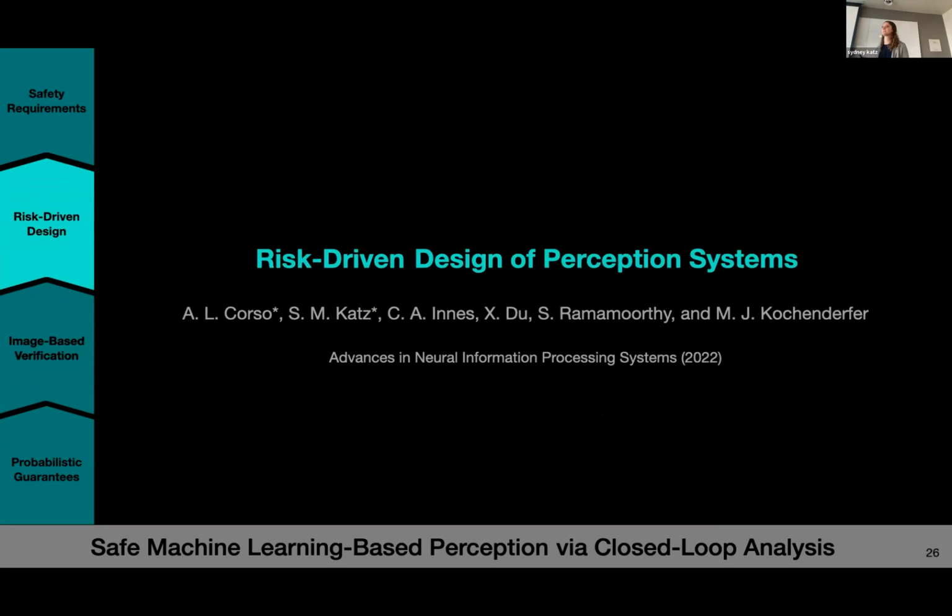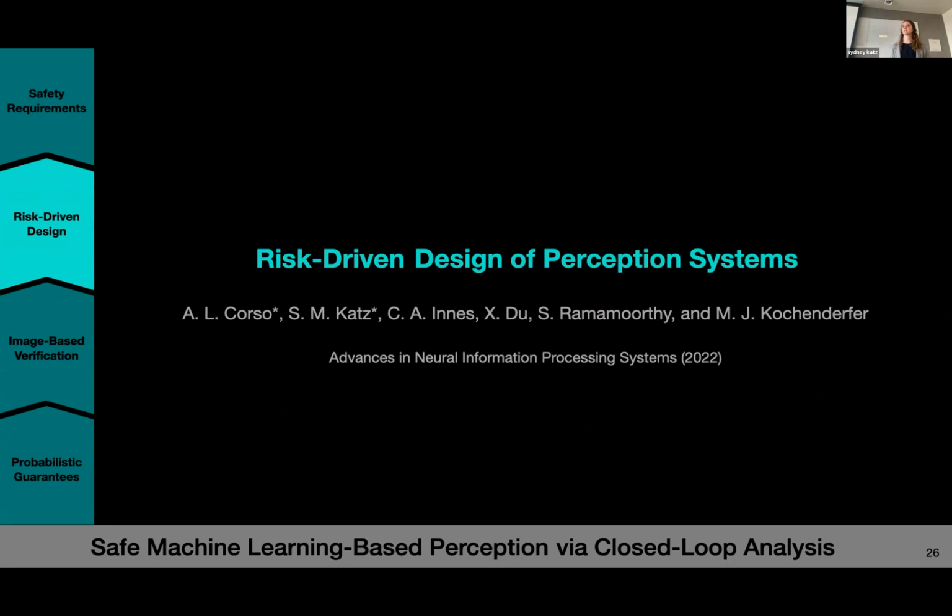Okay, so that wraps up the first half of the talk on safety verification. Again, there we were assuming that we had already designed a system we thought was safe, and we were trying to formally prove that it was in fact safe. And now I'm going to move on to the second half of the talk, where I talk about how we could actually go about designing safe perception systems in the first place.